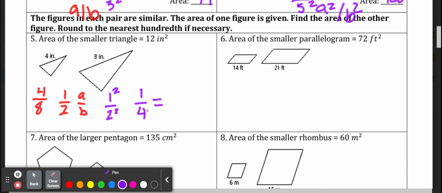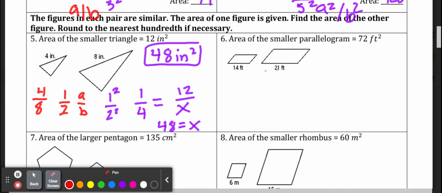I'm going to set that equal to the area of the small triangle is 12. So since the smaller number is on top, I'm going to put small on the top and x on the bottom. We're going to cross multiply. So 4 times 12, I have my calculator off screen. So that's going to be 48 equals x. So we're just going to go with 48 square inches.